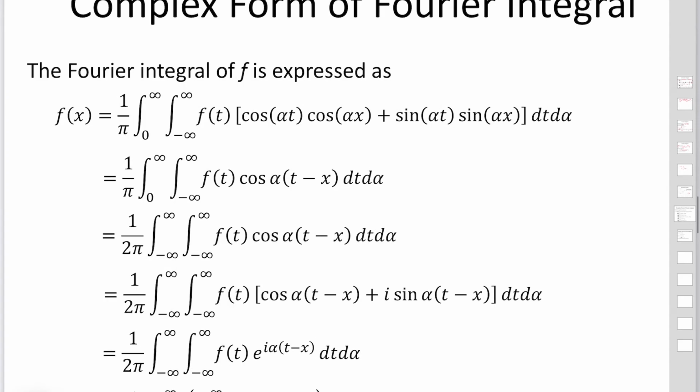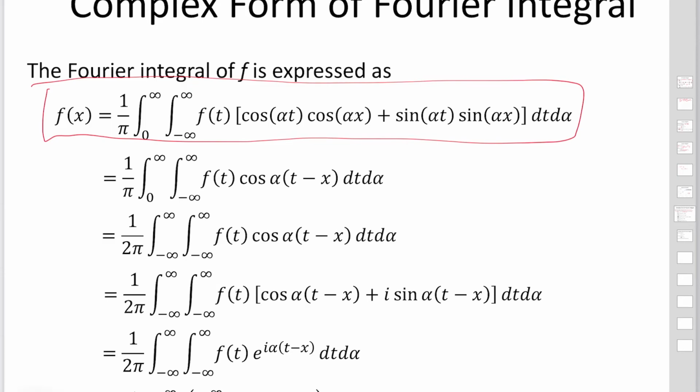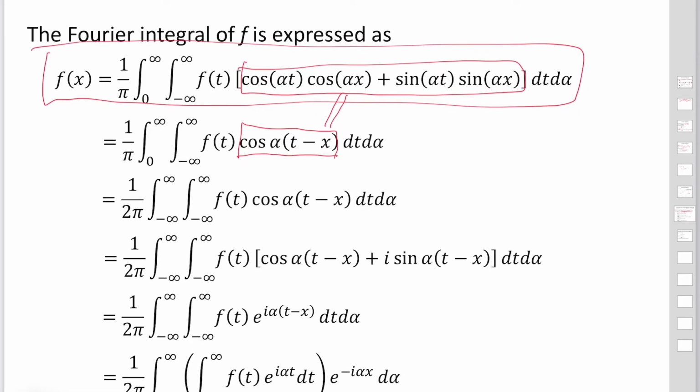Then I'd like to introduce a complex form of the Fourier integral. The first equation is the expression of the Fourier integral, with cosine and sine. Then we can combine these two functions using the addition formula for trigonometric functions. This becomes cosine of alpha times (t minus x). This cosine function is an even function with respect to alpha, so we expand the range of the integral from minus infinity to infinity. Because of the even function, we divide it by 2.